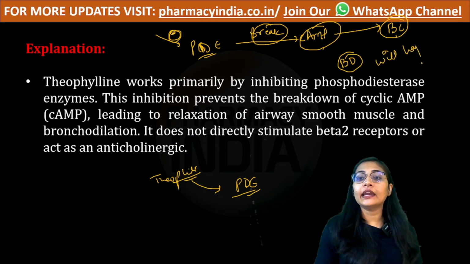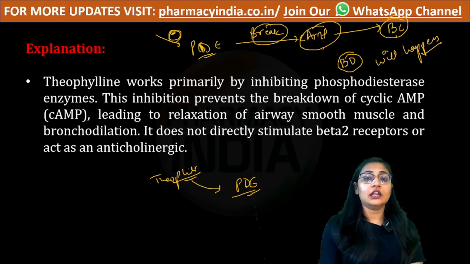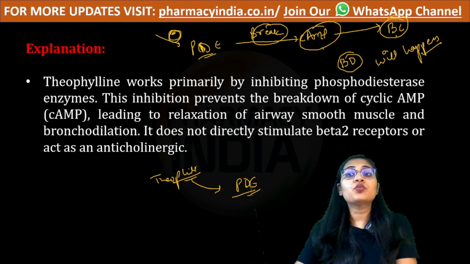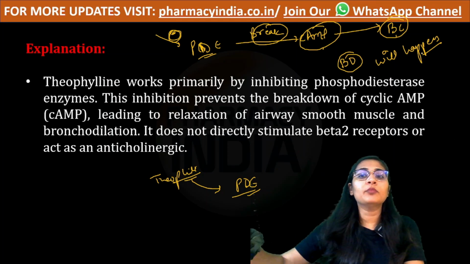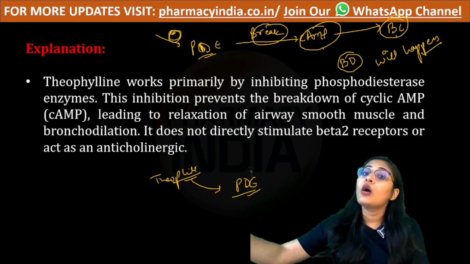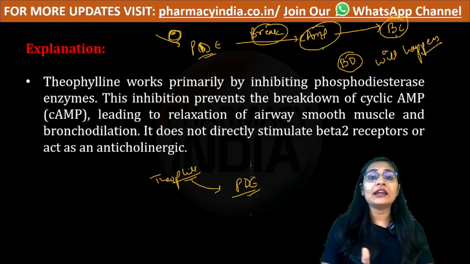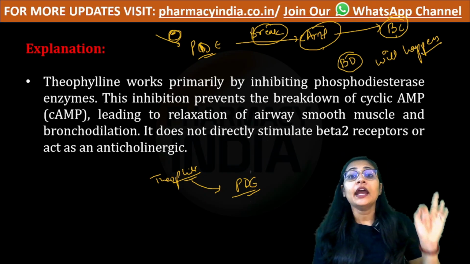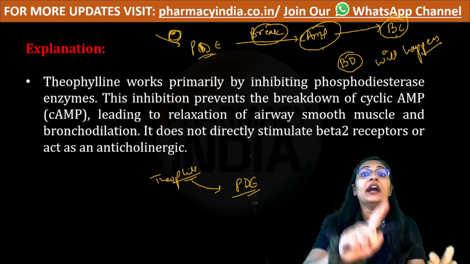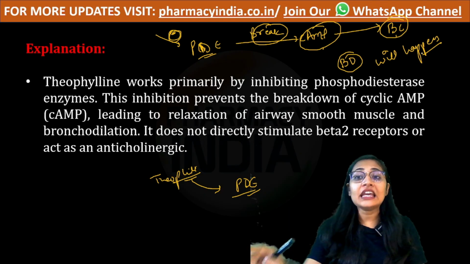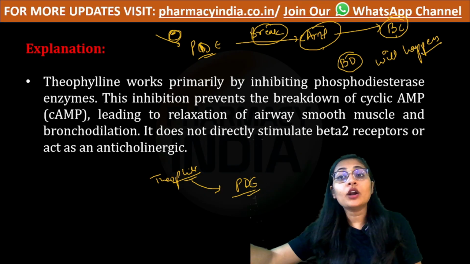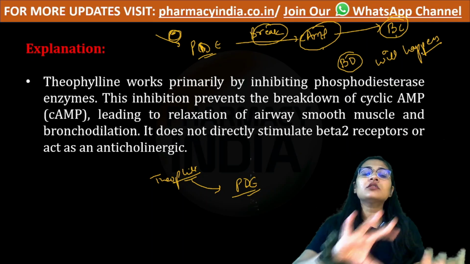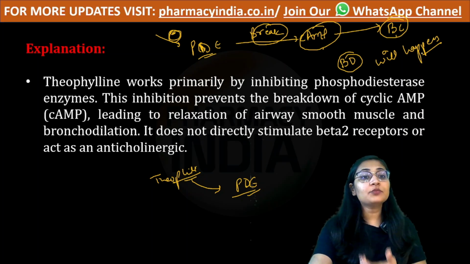I'll repeat once again what the mechanism of action is. In the normal case, phosphodiesterase breaks down cAMP, which would ultimately cause contraction in smooth muscle, leading to bronchial constriction. When theophylline comes into play, it inhibits the phosphodiesterase enzyme. It would prevent the breakdown of cAMP. Ultimately, bronchial constriction would not occur. Bronchial dilation will happen. So this is the mechanism of action of theophylline. Let's move towards the next question.